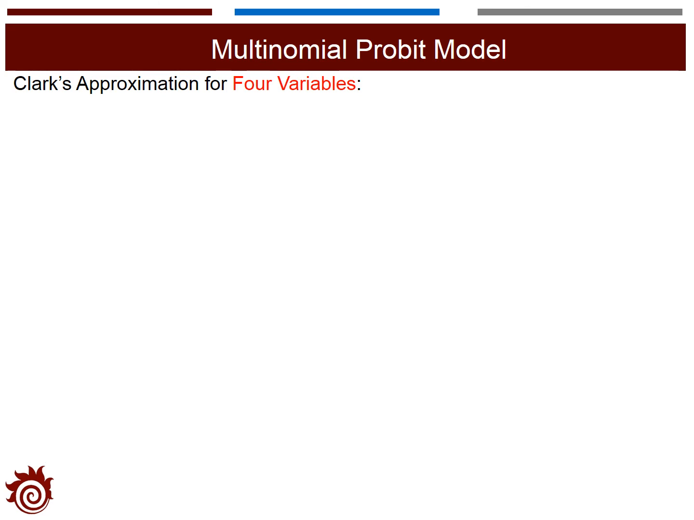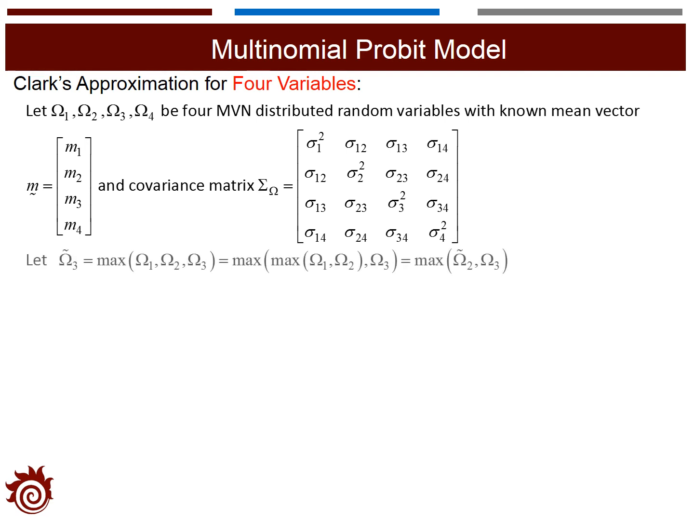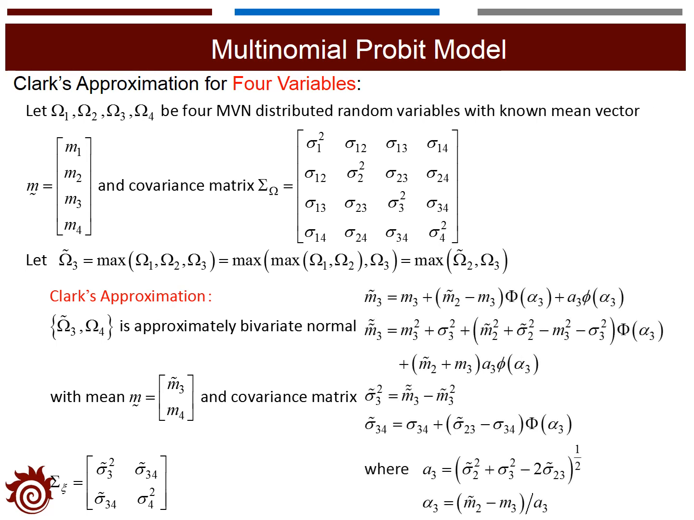This method can also be extended to 4 variables. Assume that we have 4 multivariate normal distributed random variables. We know their mean and the covariance matrix. Then from the previous analysis, we are able to find out omega 3 tilde as the maximization of the first 3 variables. And here, omega 3 tilde and omega 4 is also approximately bivariate normal distribution. And we can find out the mean and variance.